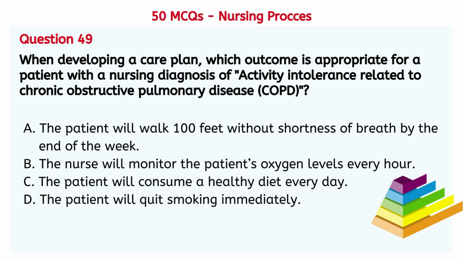Question 49. When developing a care plan, which outcome is appropriate for a patient with a nursing diagnosis of activity intolerance related to chronic obstructive pulmonary disease, COPD? The options are A. The patient will walk 100 feet without shortness of breath by the end of the week. B. The nurse will monitor the patient's oxygen levels every hour. C. The patient will consume a healthy diet every day. D. The patient will quit smoking immediately.